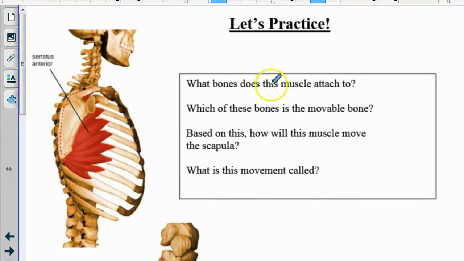What bones does this muscle attach to? So we literally want to look at where the muscle lands on the skeleton. And so you can see for this particular muscle, right here, we have a bony attachment to the ribs, and then we also have a bony attachment to the scapula. And I'll explain to you what this little dotted line here means in just a second. So I'm going to go ahead and pull up the video of this particular muscle and let you see it in more of a 3D aspect.